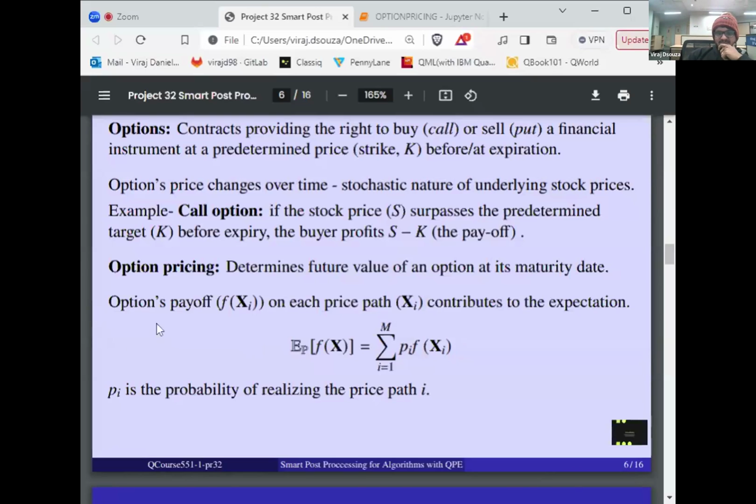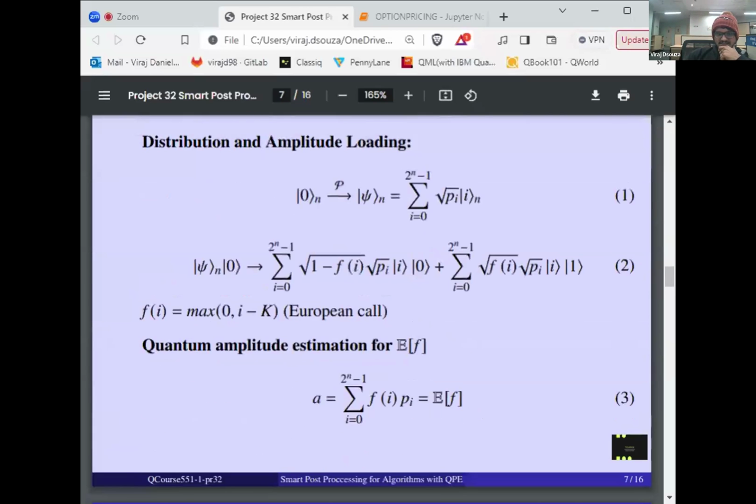And let's say for each vector X we have a payoff f of X, then the expected payoff can be written by the simple formula here. And we are interested to calculate this expected payoff using the quantum amplitude estimation algorithm. So these are the parts involved. This is the brief methodology.